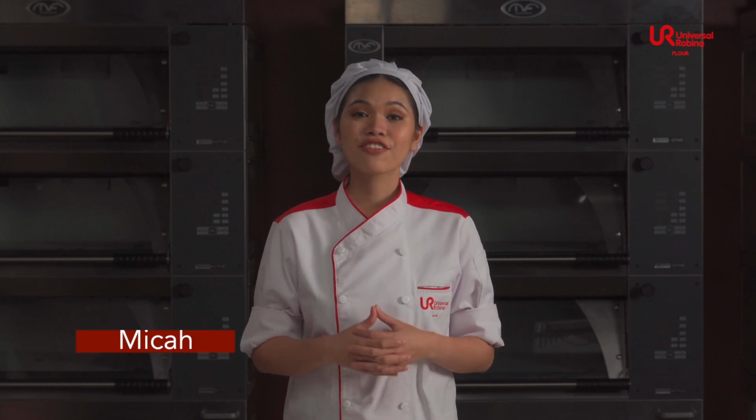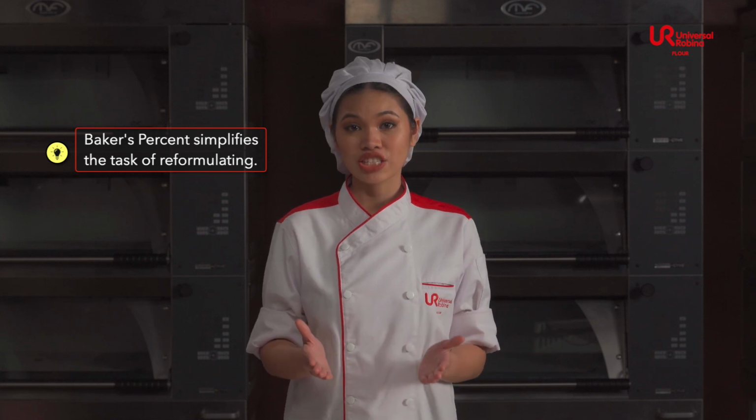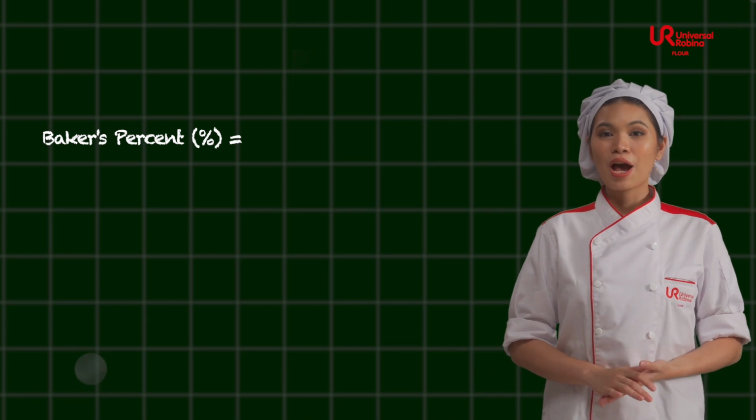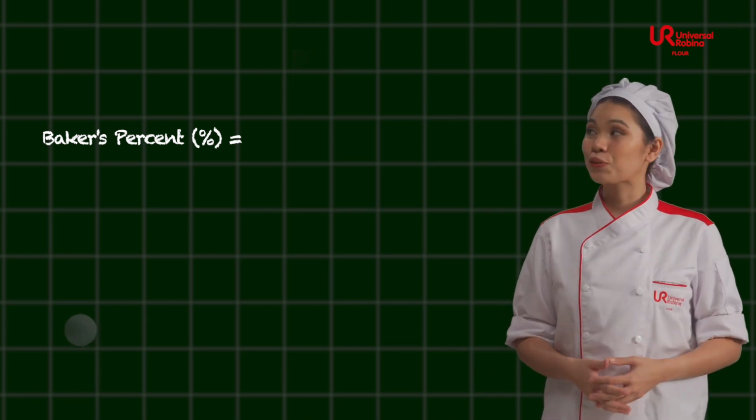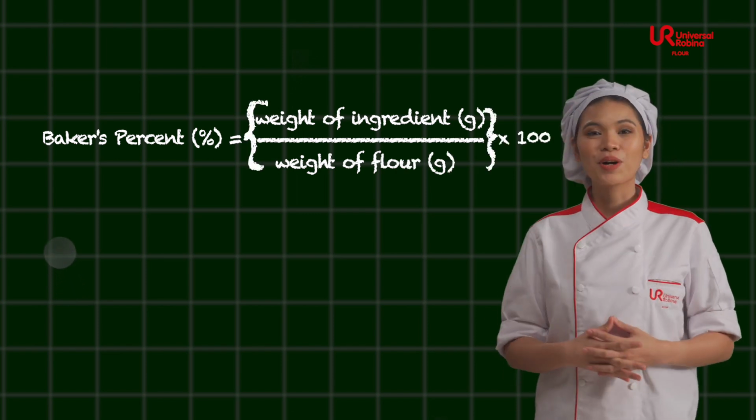Baker's percent is a very useful tool para sa mga baker. Isa sa mga advantages of using baker's percent is it simplifies the task of reformulating when changes are needed. Baker's percent is the ratio of the amount of an ingredient to the amount of the flour in the recipe. Ito ang formula. Baker's percent is equal to the weight of the ingredient divided by the weight of the flour times 100.